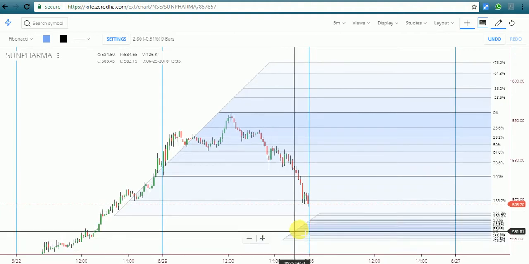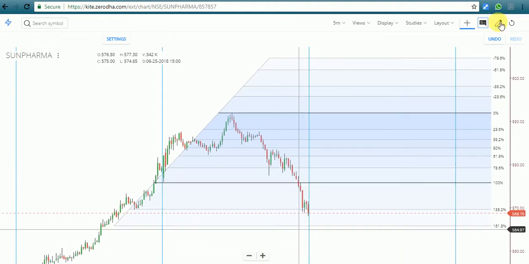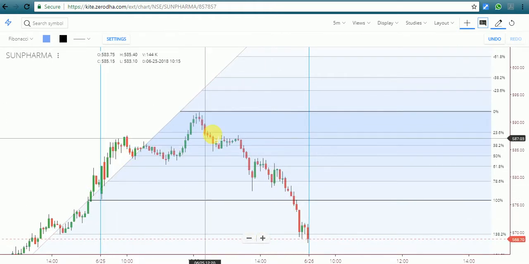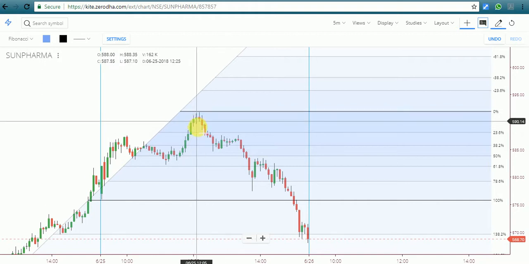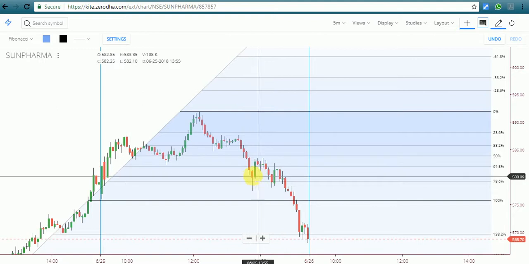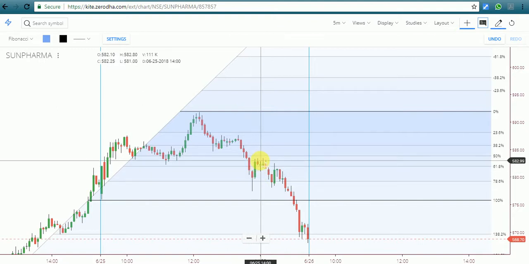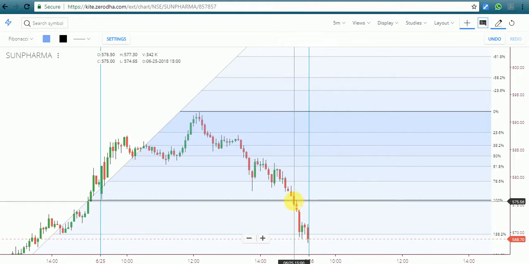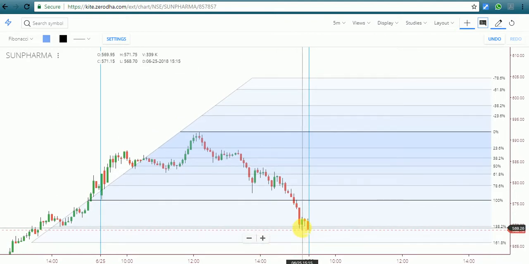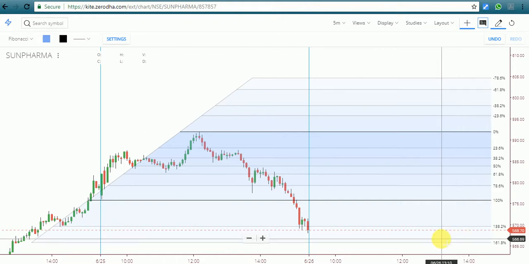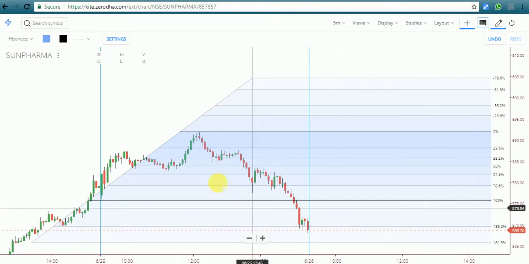Sorry, see here, it gave a correction here, then fell, it tried to go up, still it is weak, and then again fell. So finally it has respected the 138 retracement, it gave a correction like that.